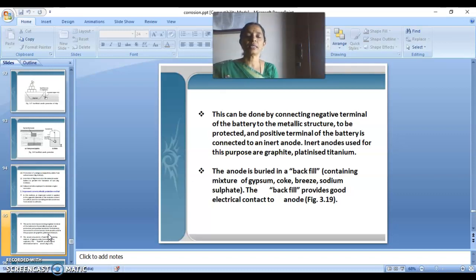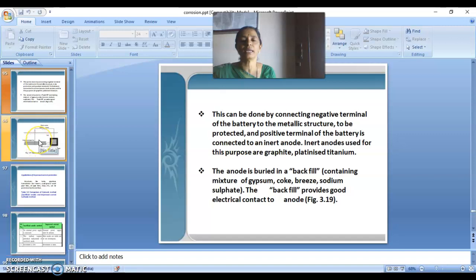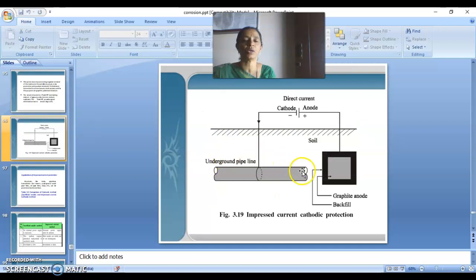So the metallic structure is connected with the negative terminal, the cathode terminal, and the anode here is an inert anode, usually graphite or platinized titanium. Then the anode is buried in a backfill. The backfill is a mixture containing gypsum, coke, grease and sodium sulfate. Why is backfill taken? To get good electrical contact.